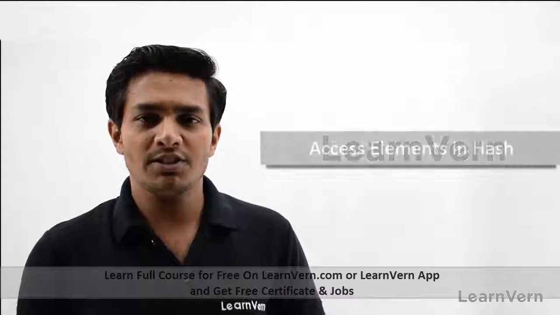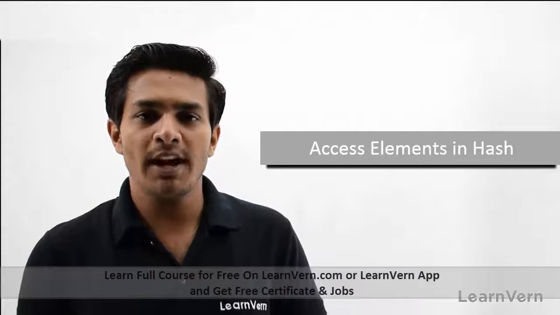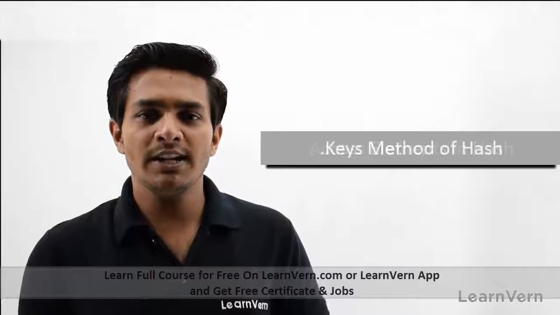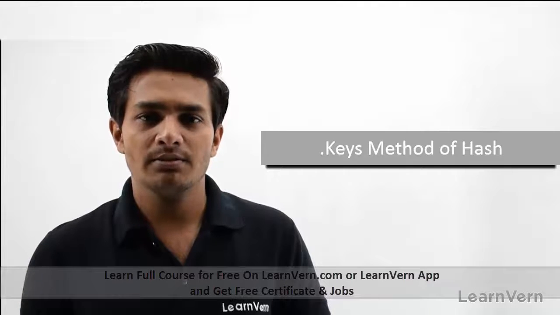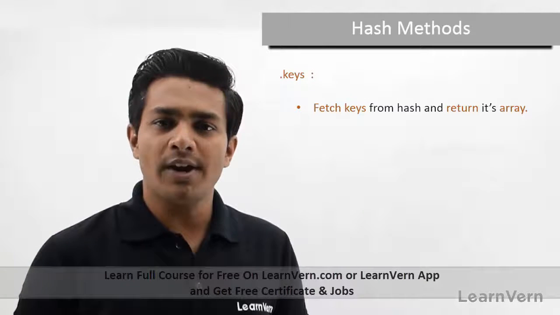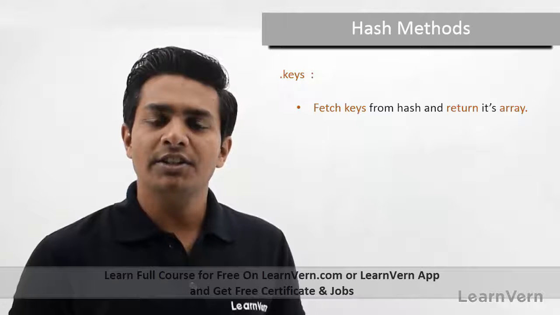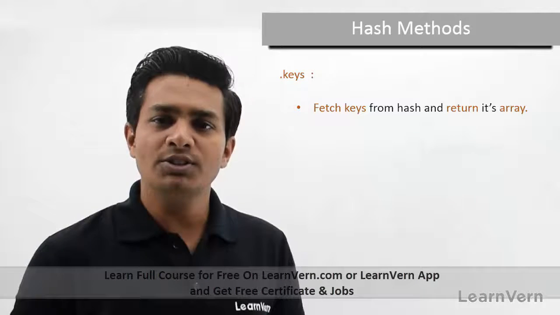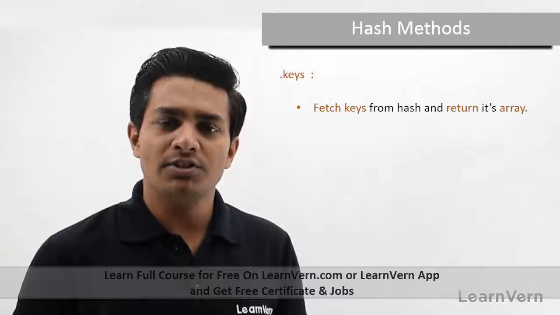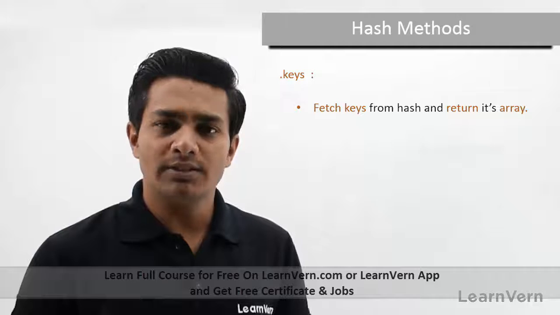In the previous lecture we learned how to access elements from a hash, and today we will learn about the keys method in hash. This method will fetch the keys from our hash and return them as an array. So suppose I want to perform some action that will fetch all the keys from my hash. In this scenario we use the keys method.